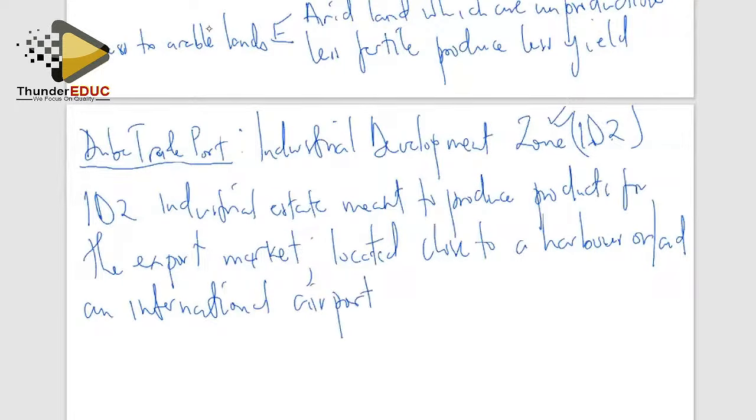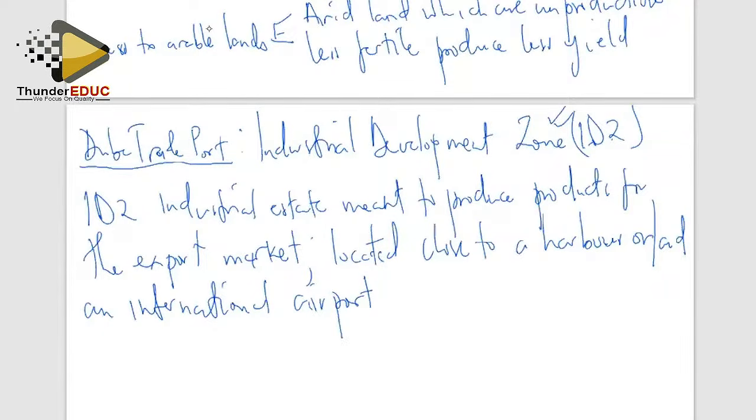So we are saying this is an industrial estate, meaning to say we have a number of industries which are located at some given space. And those industries, their target is not to produce products for the domestic market. They target to produce products for the export market or for the international market. And for the same reason, for us to access the international market, we need to use the harbor or the international airport. So those are the features of an IDZ.